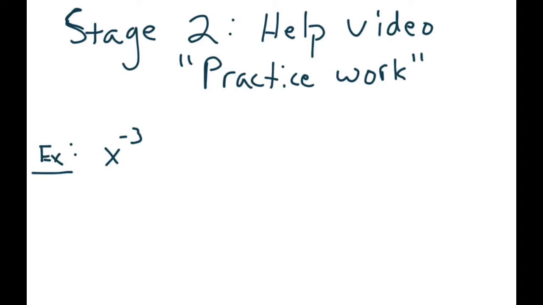The biggest thing with stage 2 is the negative exponents. With the negative exponents, the way I like to think about it is it allows us to travel across division. That's what the negative exponent is like. It's allowing us to travel to the other part of the fraction. So if you think about x to the negative 3 as a fraction, it'd be x to the negative 3 over 1.